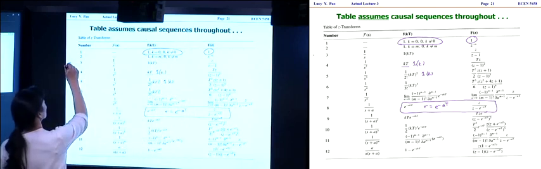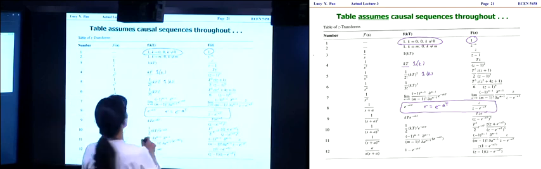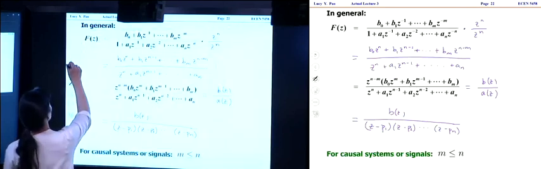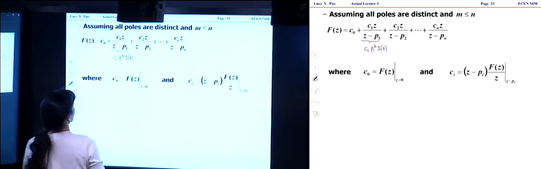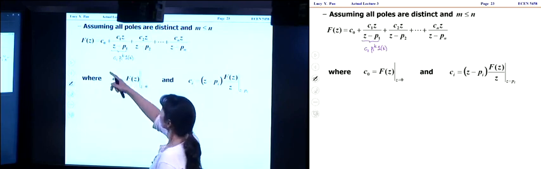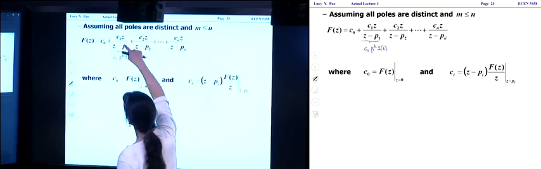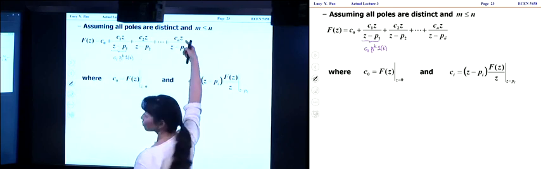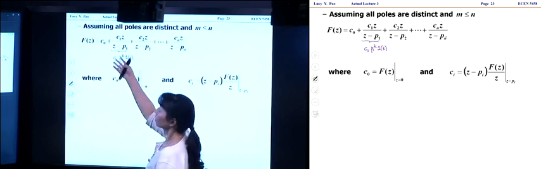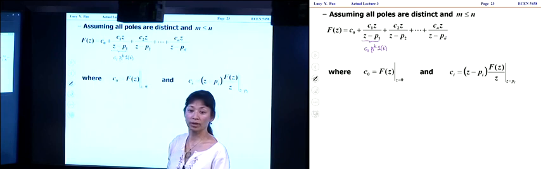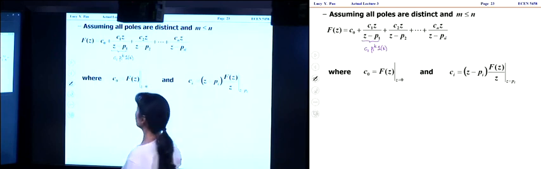Okay? All right. Okay. So now the goal is to figure out what are these coefficients. Once you know what c1, c2 through cn, and what c0 are, then you can write down what the time domain sequence is for f of k.